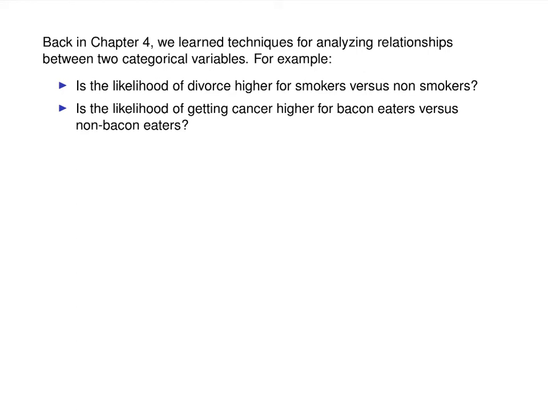Back in chapter 4, we learned techniques for analyzing relationships between two categorical variables. For example, is the likelihood of divorce higher for smokers versus non-smokers? Or is the likelihood of getting cancer higher for bacon eaters versus non-bacon eaters? So things where you have categories. Either you eat bacon or you don't. Either you smoke or you don't. I know that there's some gray area versus how much someone smokes or how much bacon one eats, but if you fall into one of these two categories, is your risk for some other thing higher?